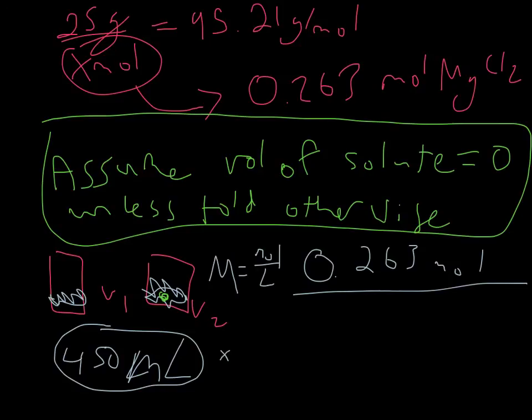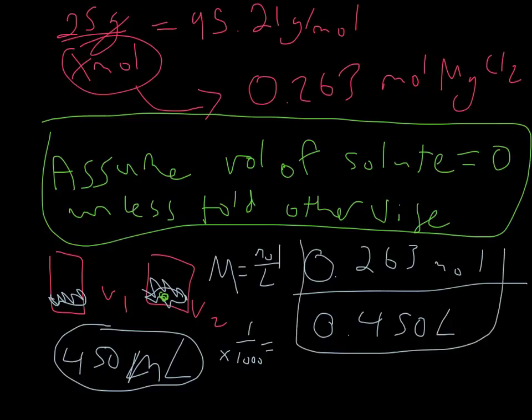You know your roots by now. You should know that 1,000 milliliters is 1 liter, which will give us 0.450 liters on the bottom. That's going to be M, which gives us a final answer of 0.584 M, or 0.584 moles per liter. Visualizing this, that means if you had 1 liter of solution, there would be 0.584 moles of magnesium chloride in it. So there you go. That's an example.